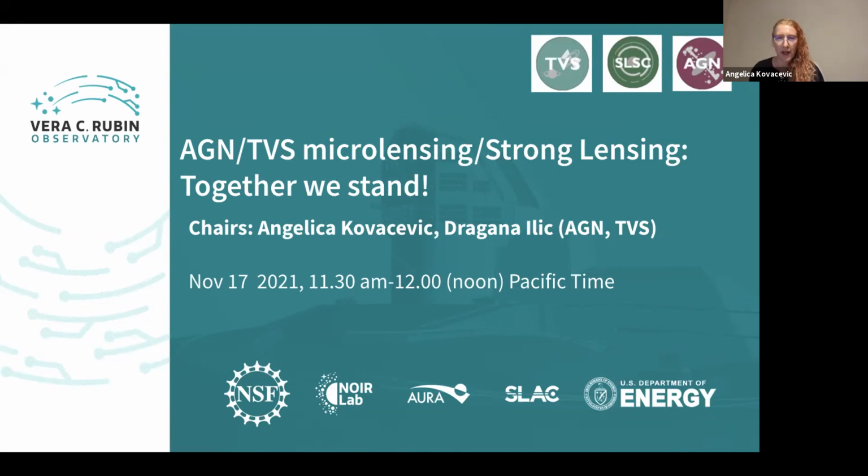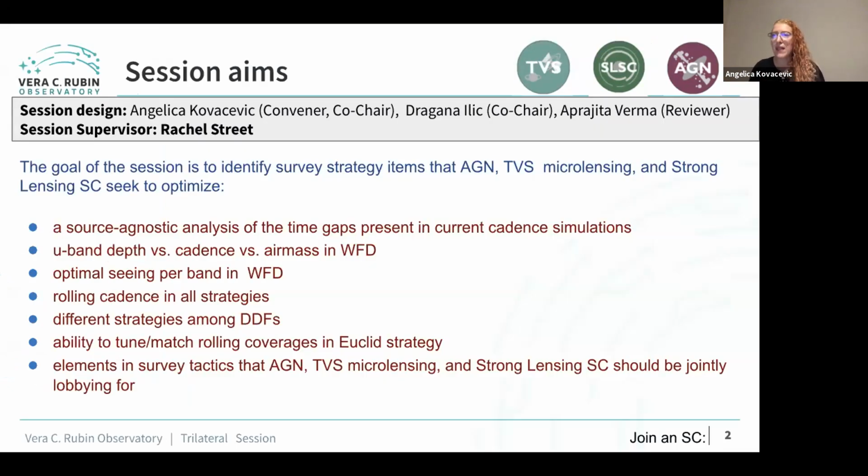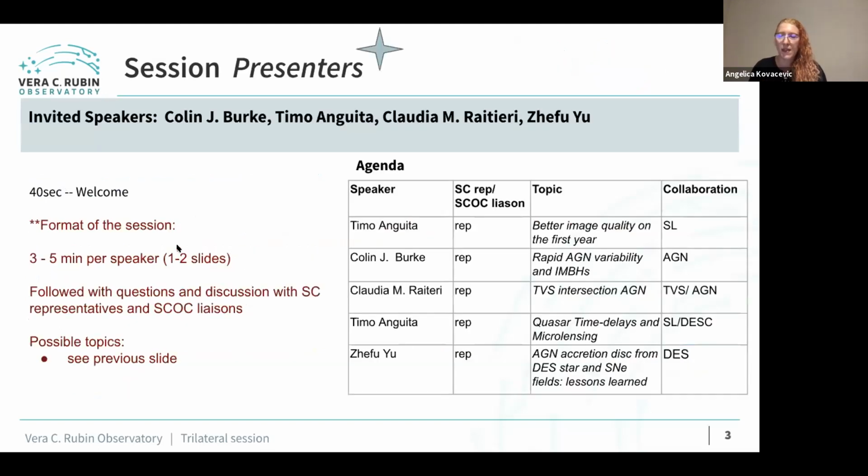Our aim is to inspire and motivate further exploration of survey strategies that the AGN TVS, microlensing and strong lensing science collaborations could attempt to optimize. Blazar studies and quasar accretion disk size measurements are two key intersections between these three collaborations. And here you can see some options for discussion topics.